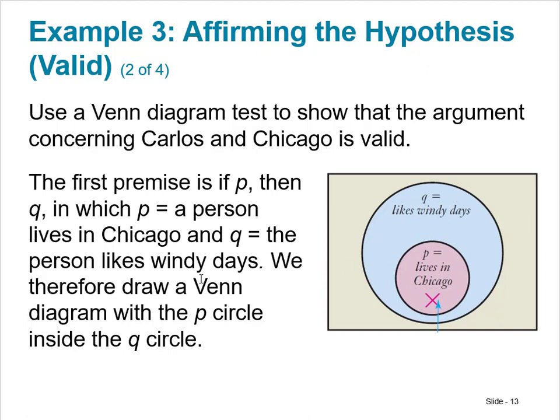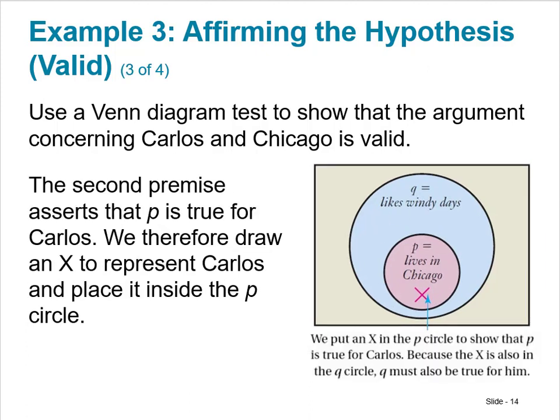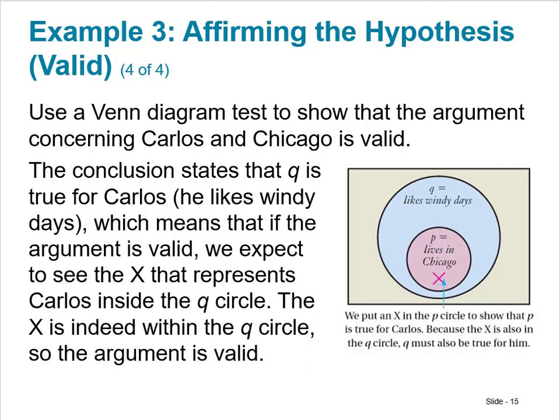And then we say, well, Carlos lives in Chicago, so Carlos has to be put in this circle, the X. Remember, we can't put the X in different places. So once we know the X has to go in one spot, we know it's going to be a valid argument, and therefore it's a valid argument. So this is just talking more about how we know it's a valid argument because we put the X in that spot. In the conclusion, we've already talked about this, so you can read those on your own.